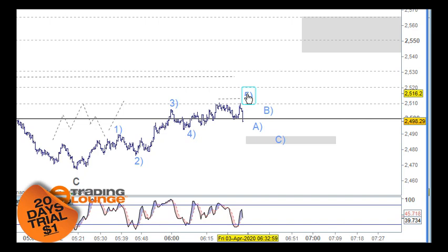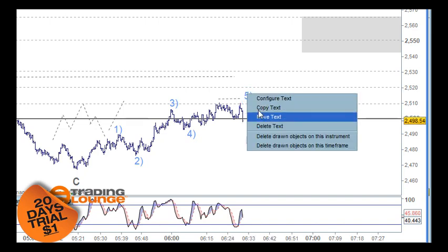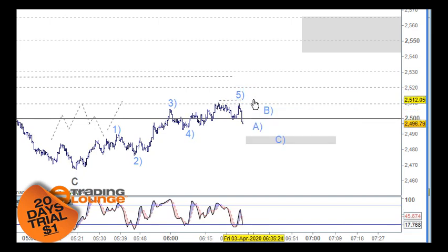So that gives us our top little structure here now. That's good. It's good timing for this. So that will sell off into the close.